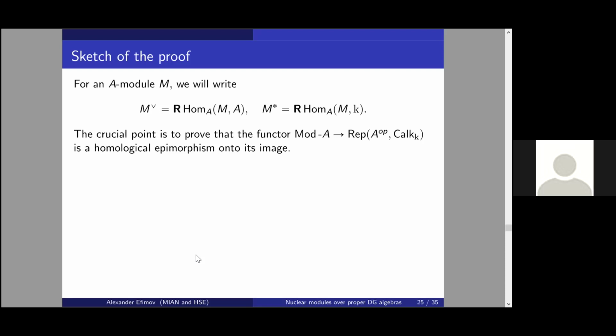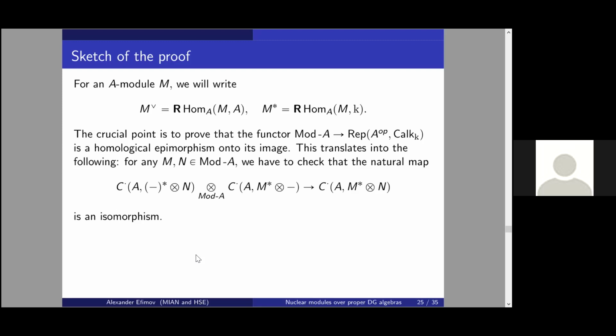So the crucial point is to prove that this functor is homological epimorphism onto its image. So as I mentioned, this already implies, of course, dualizability. And this is really the main statement here. So this translates into the following. So you take any two modules over A, and you need to check that the natural map of some natural map is an isomorphism.